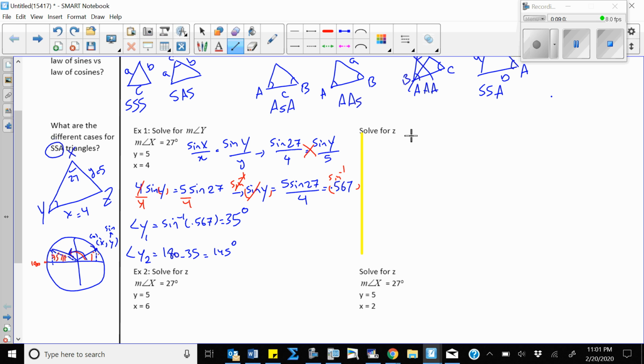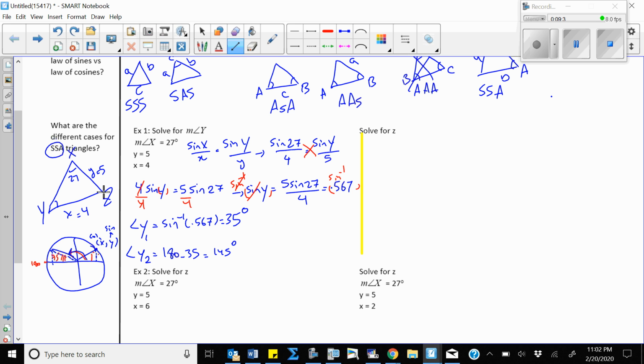We're going to solve for z. In order to solve for side z here, I need to have angle z first. How do I find angle z? Easily, because I already have y and also have x. I can add them together and subtract from 180 because I know all the angles in a triangle add up to 180. So subtract those two from 180 and I will get angle z.